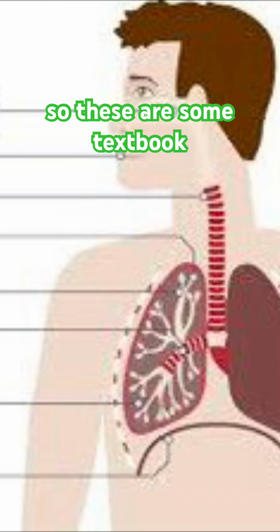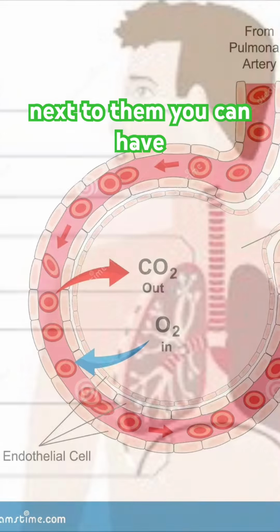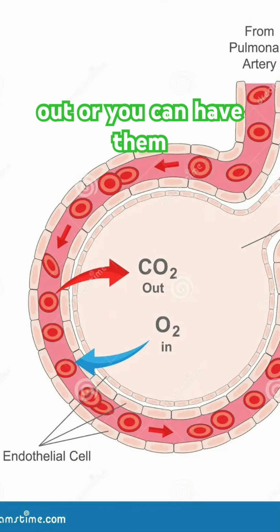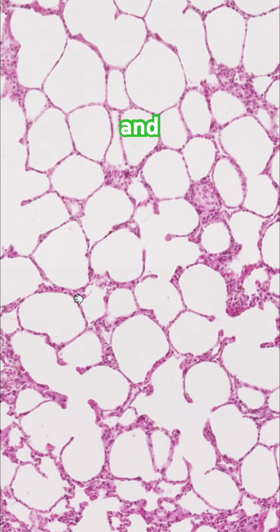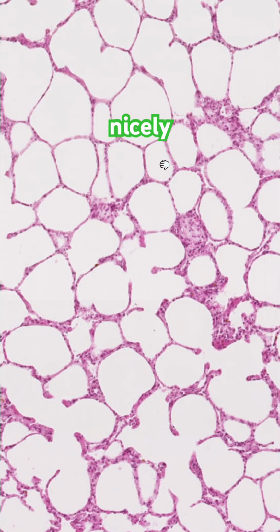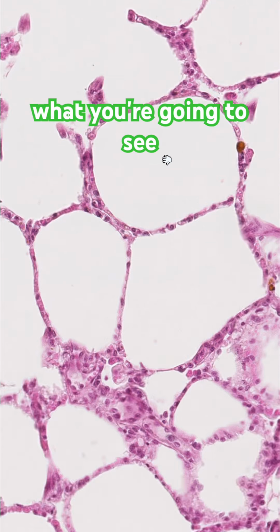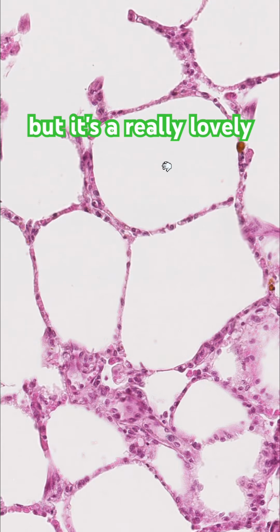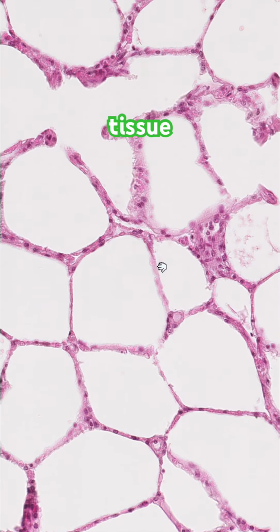So these are some textbook diagrams of lung tissue. You can have the textbook open next to them, you can have them printed out, or you can have them on the PowerPoint on the whiteboard. And also illustrates really nicely that what you see in a textbook isn't necessarily exactly what you're going to see in real life, but it's a really lovely opportunity for students to see real lung tissue and those specialised cells inside the lung.